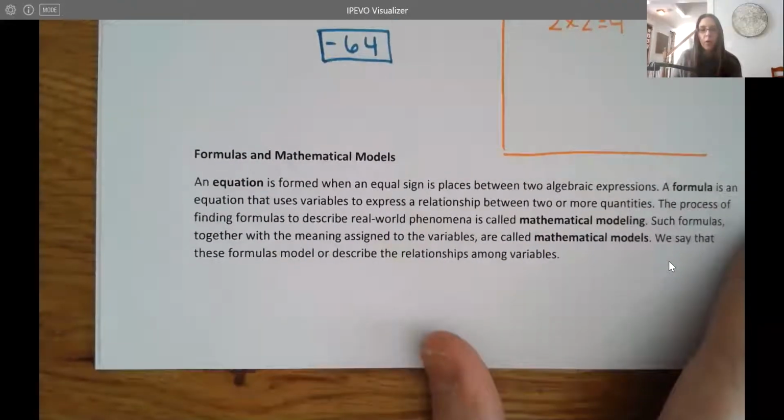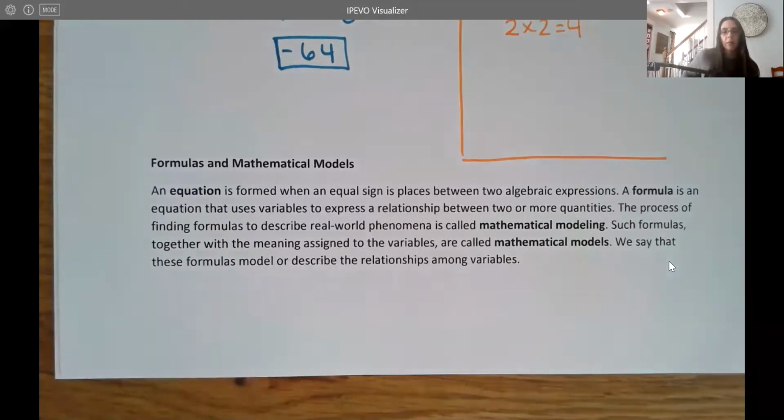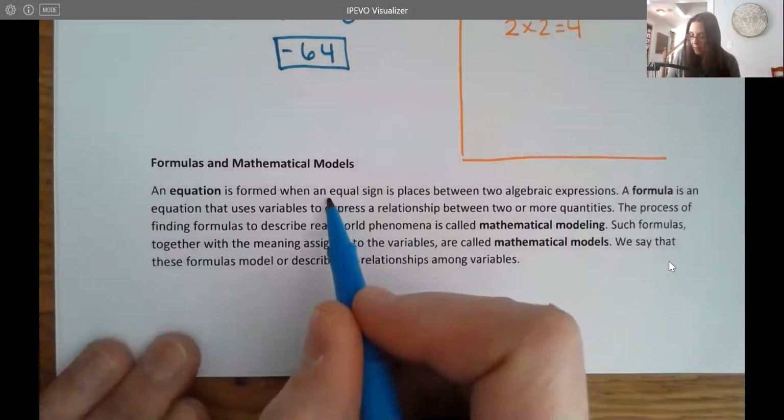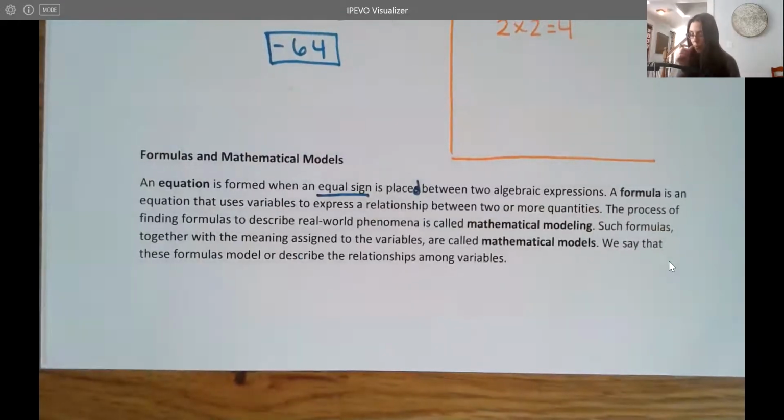All right, now let's talk more about formulas. So a formula or mathematical model has to do more with equations. So now we're bringing in those equal signs here, but we still work with them very similar often to expressions where we have a lot of simplifying and values to plug in and so on. An equation is formed when an equal sign is placed between two algebraic expressions.